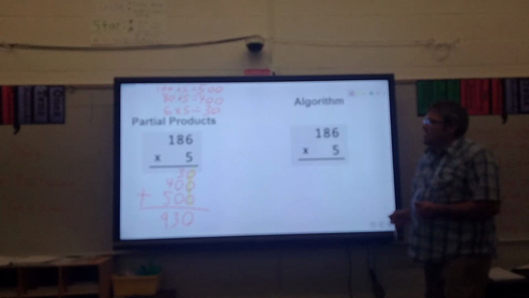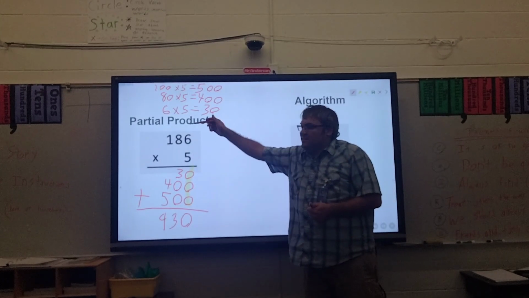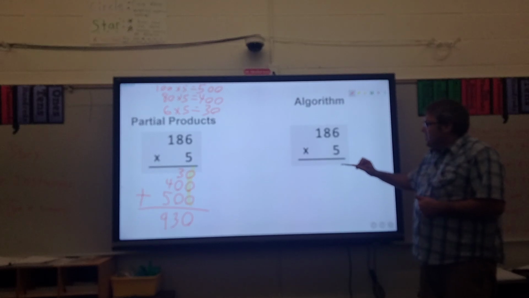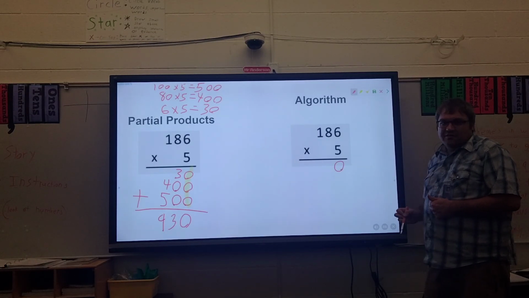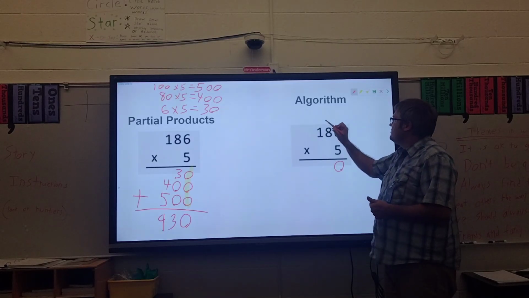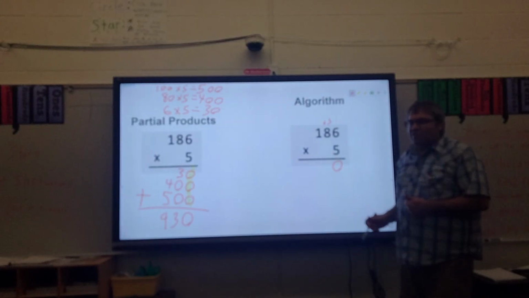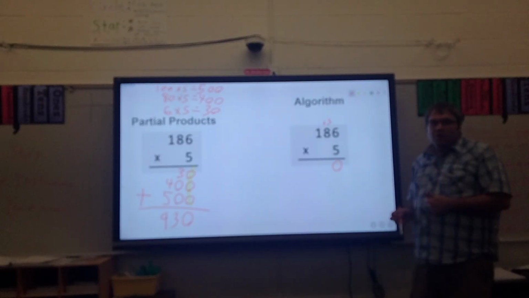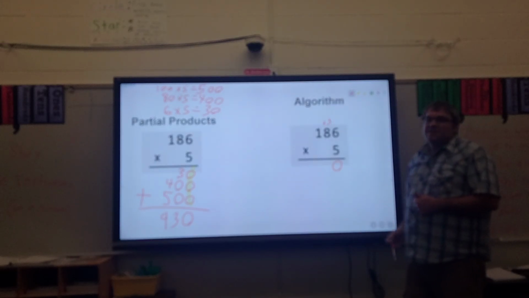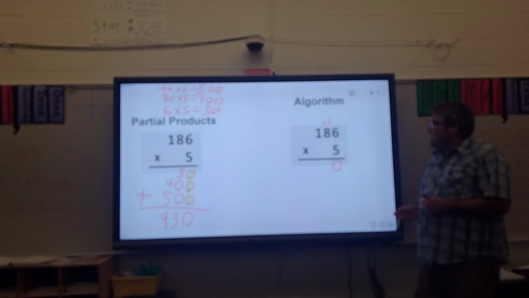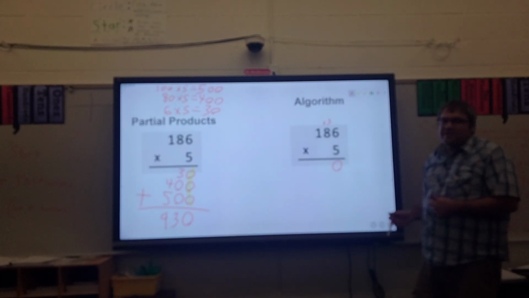Algorithm is where you're going to be adding into the next place value as you go. So 5 times 6 is 30. We put down our ones, which is 0, and we exchange 30 ones for 3 tens. So we do a plus 3 right here. 30 ones becomes 3 tens. 5 times 8 is 40, plus 3 is 43. Make sure they don't say 5 times 3. 5 times 8 is 40, plus 3 is 43.